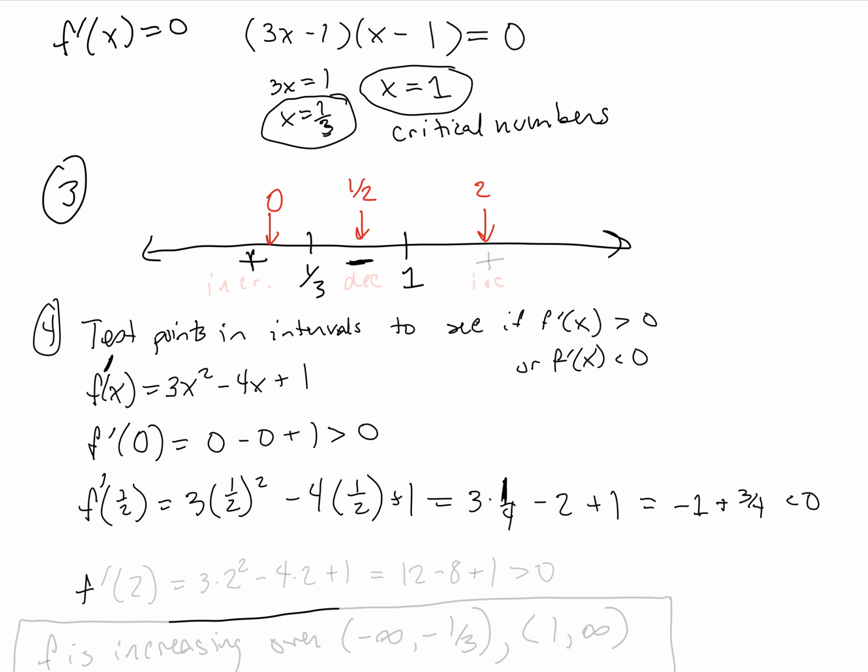And lastly, f prime of 2 is 3 times 2 squared minus 4 times 2 plus 1, and that's going to give me 3 times 4 is 12 minus 8 plus 1, and that is greater than 0. So this is positive over here. Because I know the derivative is positive before x equals 1/3, that means that the function is increasing over this interval, decreasing here where the derivative is negative, and increasing here where the derivative is positive.